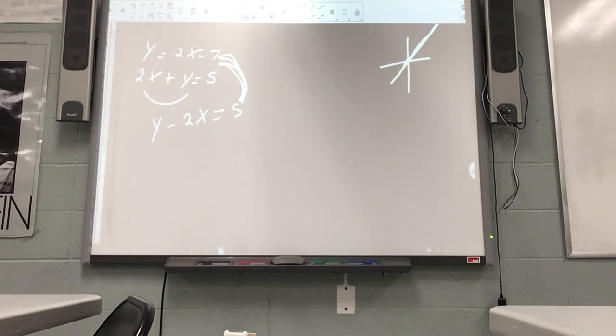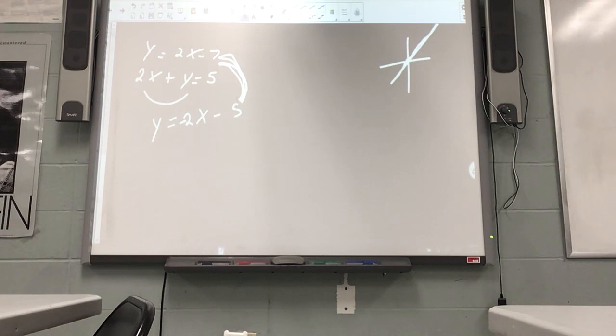This one says y equals 2x minus 7. That's not exactly the same as... I know why you're confused, I put my signs wrong. Y equals negative 2x minus 5. If I move that 2x over right there, y equals negative 2x minus 5.